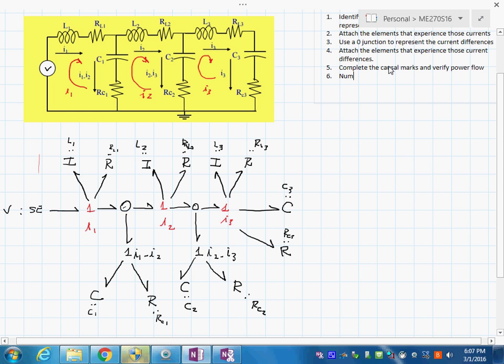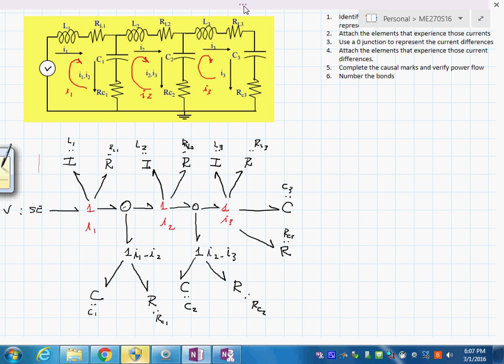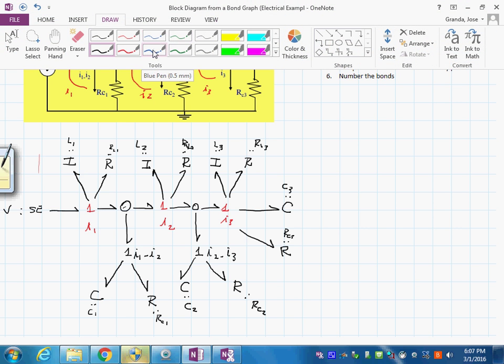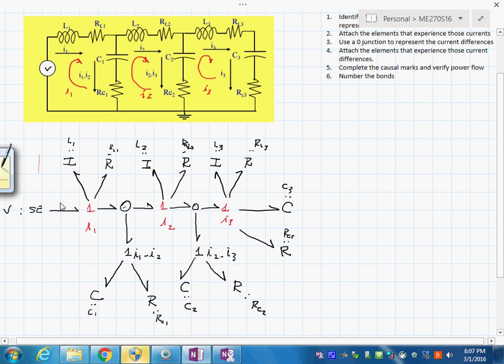So this is number 1, number 2, 3, 4, 5, 6, 7, 8, 9, 10, 11, 12, 13, 14, 15 here, 16, 17, 18, and 19 bonds. Very good. And then let's do the causal assignment.